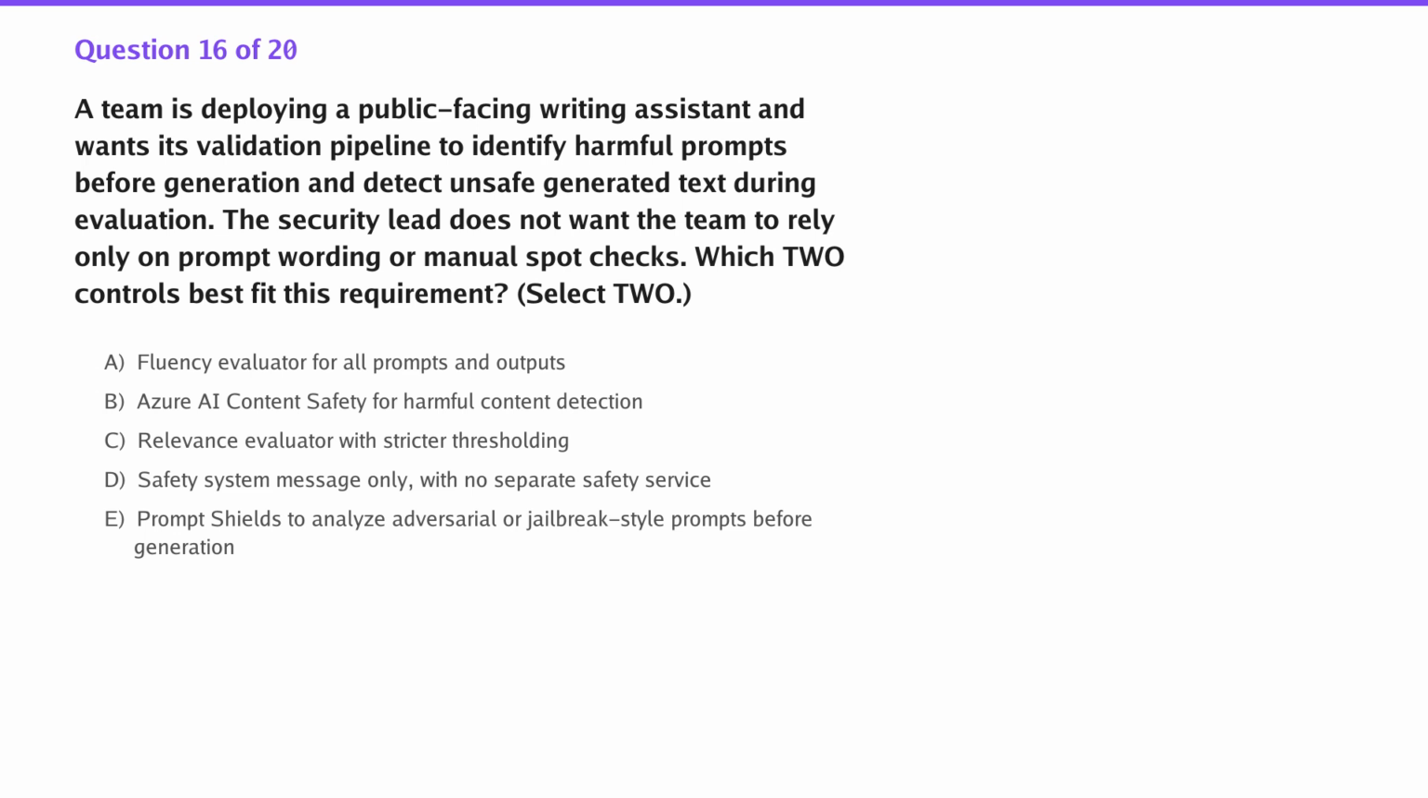Select 2. Option A, Fluency Evaluator for all prompts and outputs. Option B, Azure AI Content Safety for harmful content detection. Option C, Relevance Evaluator with stricter thresholding. Option D, Safety System Message Only, with no separate safety service. Option E, Prompt Shields to analyze adversarial or jailbreak-style prompts before generation. The correct answers are Option B, Azure AI Content Safety for harmful content detection, and Option E, Prompt Shields to analyze adversarial or jailbreak-style prompts before generation.